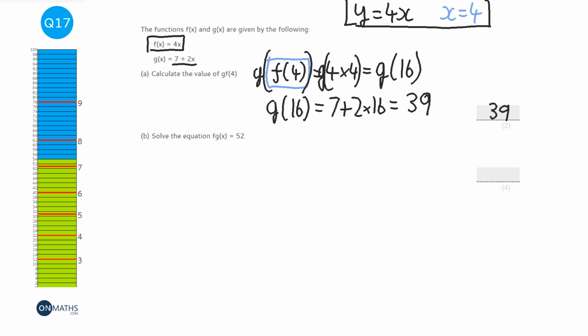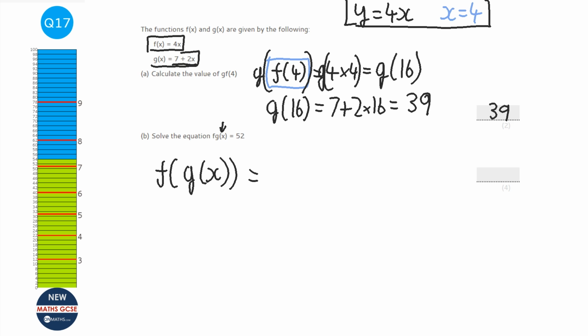This time it's important to notice that the F and G are the other way around. So it's G that we're going to be doing first and then F. Now the thing we're feeding in is X. Well, you can't feed in X as X. Well, you can. It's just going to remain as X. So let's focus on the G first. So we're going to do G of X first. And now G of X is just given to us in the question. It's this bit here. So it's going to be 7 plus 2x.